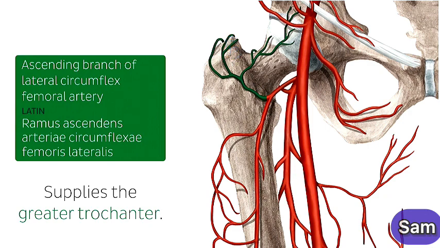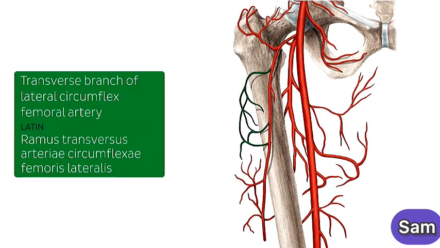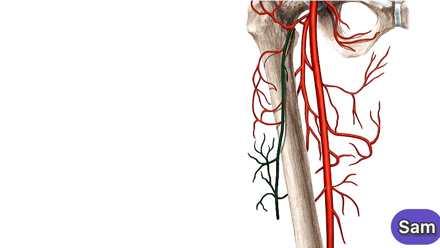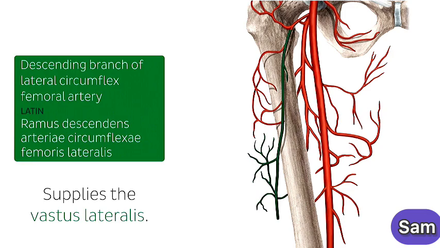The transverse branch arises laterally and travels superficial to the vastus intermedius muscle. It then pierces the vastus lateralis before it anastomoses with the smaller arterial branches of the lateral surface of the thigh. The final branch of the lateral circumflex femoral artery, or the descending branch, descends deep to the rectus femoris and along the anterior border of the vastus lateralis. It supplies the vastus lateralis muscle.